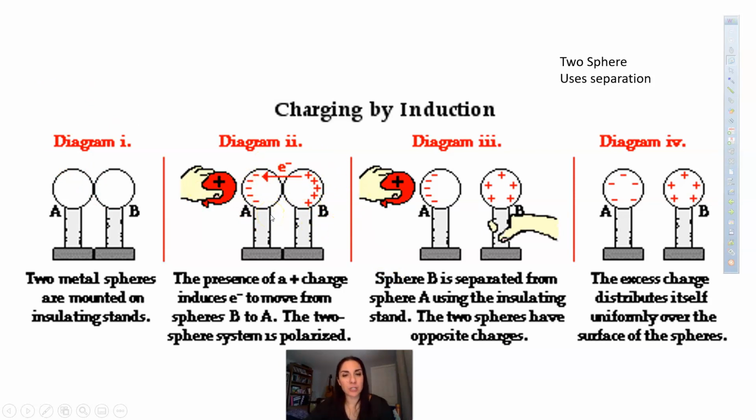Once I allow the polarization to happen, instead of grounding it, I would hold that charged object here and then separate part B. When I separate the second one, notice that the charges are separated. So one side will be positive and one side will be negative like this. So then you have two of them. In class, if I touched each of them, you would find they are actually charged too. So two-sphere induction uses separation of charges, and single sphere induction uses grounding. Those are the big differences between the two.